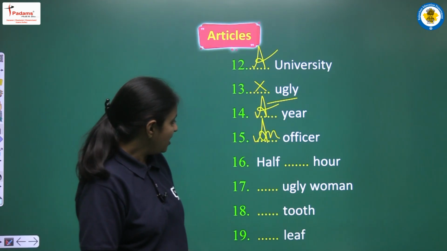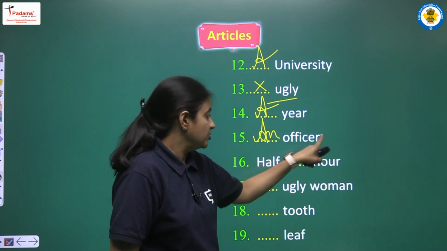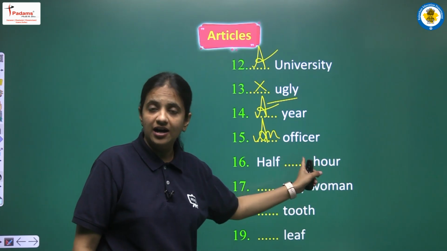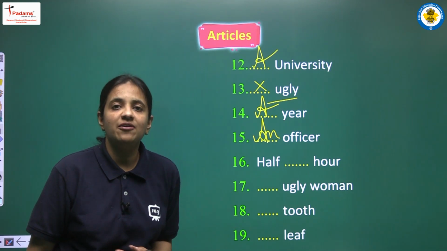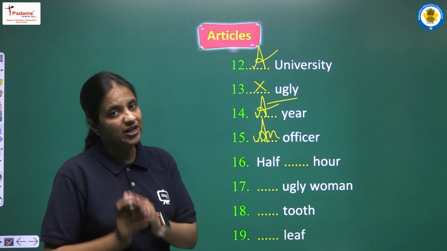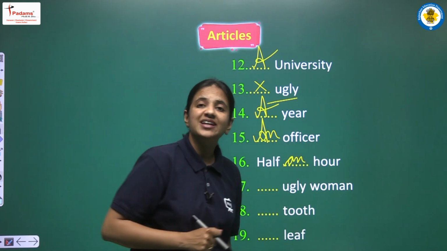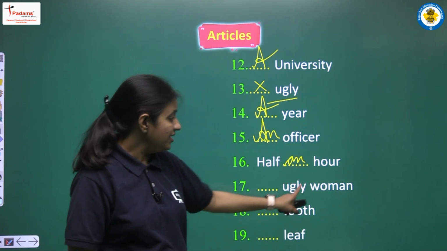Alright. Next we are having half hour. So yes, in this blank we have to write article. So we are having R. The starting sound we are having a vowel sound. So according to that we have to write N here. So it will be half an hour. Next we are having ugly woman.